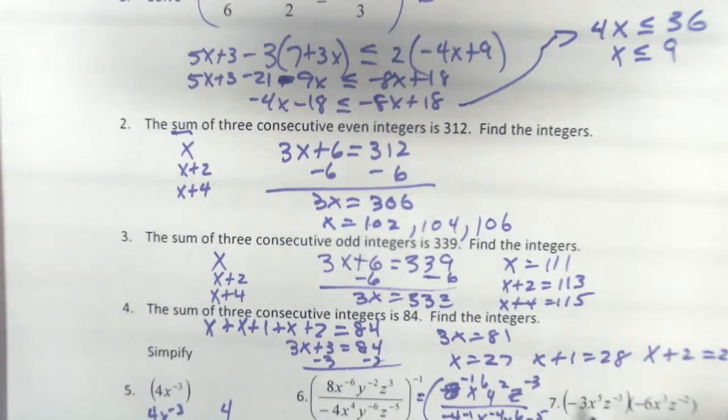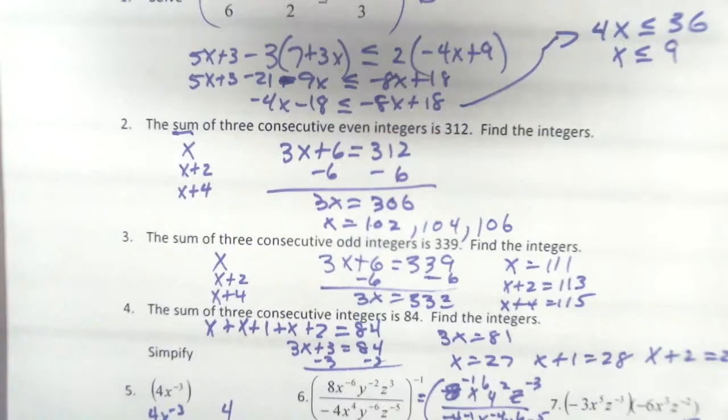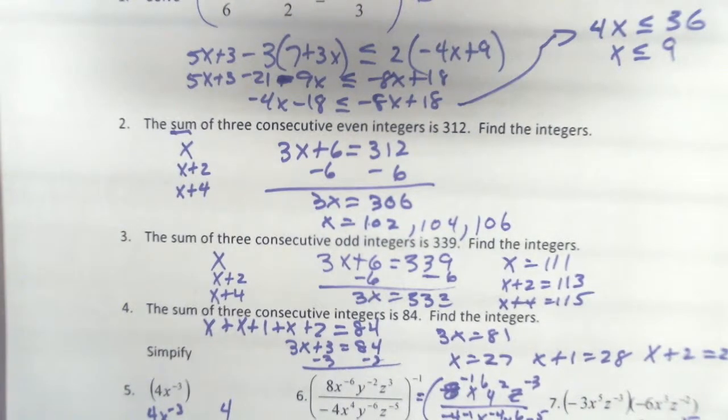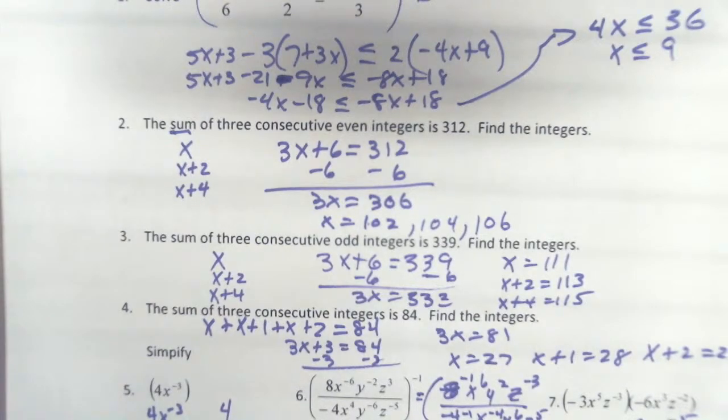Number 7. We're multiplying here. Negative times negative becomes positive 18. We add our exponents when we multiply, so I get x to the 8th and z to the negative 5. We can't leave it with a negative exponent, so I'm going to rewrite that as 18x to the 8th. The z moves to the denominator.